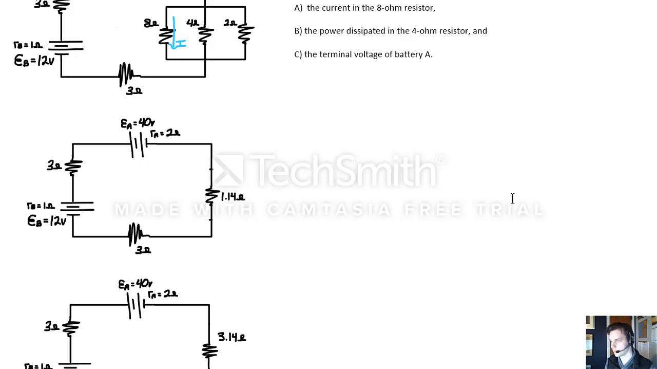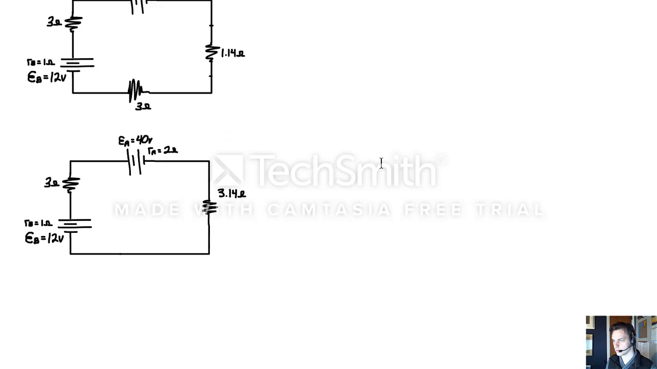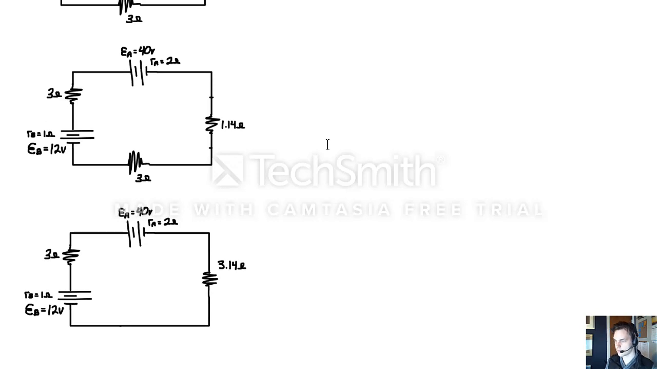I've then written a still more simplified version of the circuit, where I've wrapped up these two resistors in series by adding them linearly and arriving at 3.14 ohms for the most simple version of the circuit that we could possibly get. The next thing I'm going to do is try to figure out the current in the whole circuit.